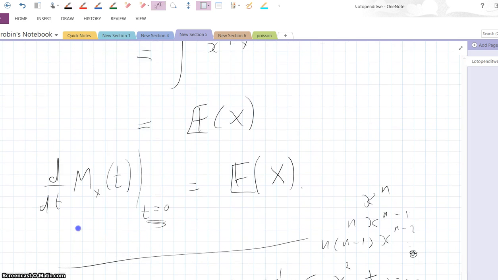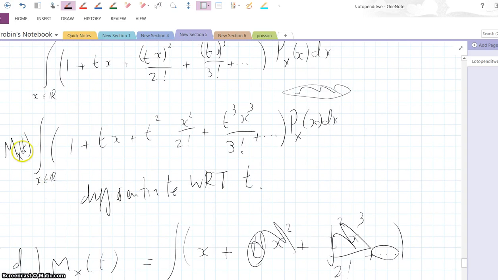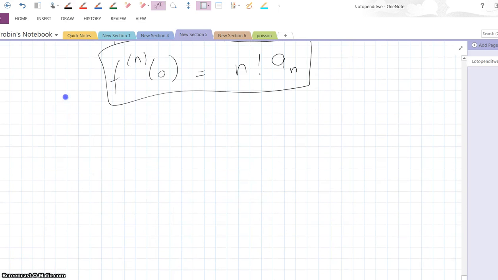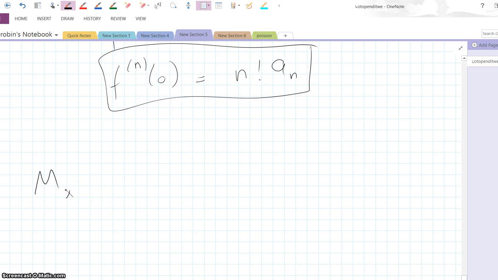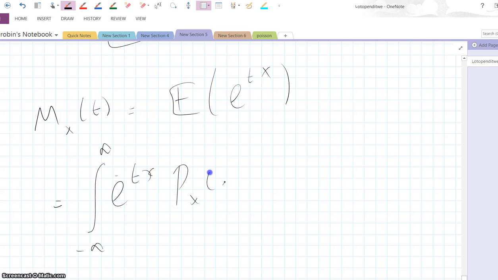So what am I trying to do? Oh yeah, we've got this moment generating function business. What I'm going to do is to differentiate it n times. So I'll write it out all again. We've got m sub x, the moment generating function of t, equals the expectation of e to the tx, which equals the integral from minus infinity to infinity of e to the tx p sub x of x dx.